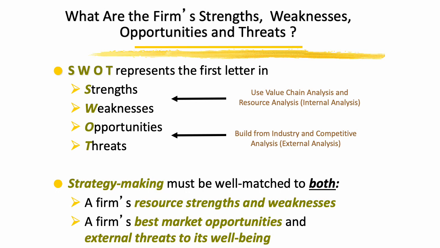So for SWOT, it's asking what are the firm's strengths, weaknesses, opportunities, and threats. Many of you have seen this before, but the SWOT represents those first letters of strengths, weaknesses, opportunities, and threats. As we see discussed here, the strengths and weaknesses really are more focused at the value chain level, and they're looking at resources within the company. This is an internal analysis of what's going on in the firm.